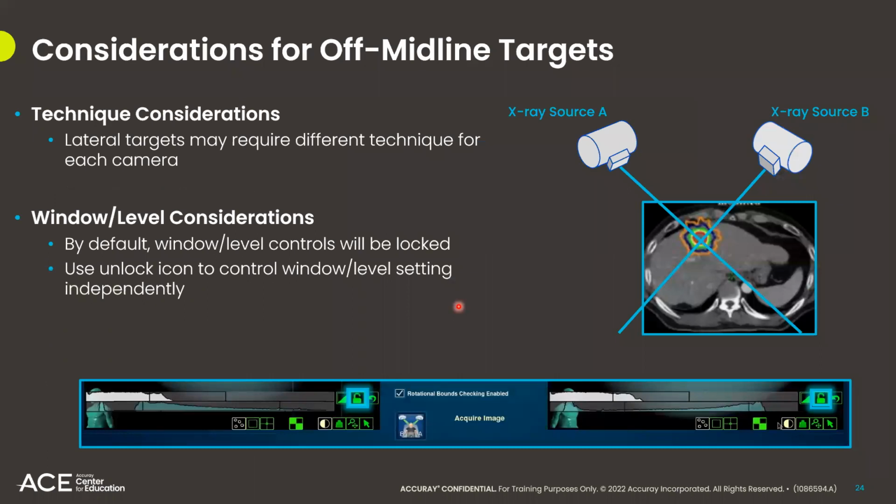We also want to emphasize the need to set independent technique for camera A and camera B if you have an off midline target, like the liver or lung, for example. Likewise, it might be very helpful to unlock your window level tools so that you can set individual window level for each image. We can see here the histogram for camera A is much different in shape than the histogram for camera B. So we would want to unlock so that we can set individual window level.